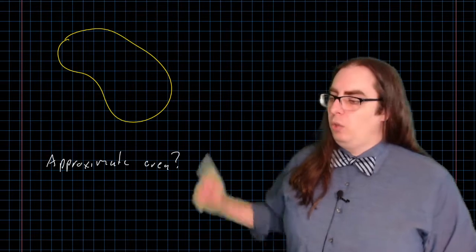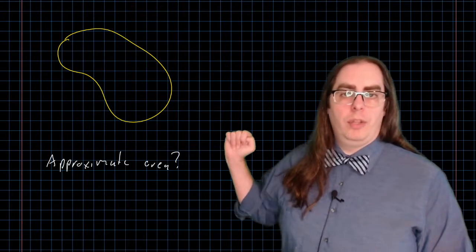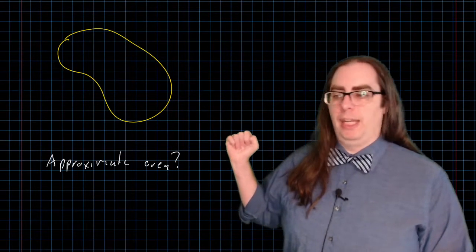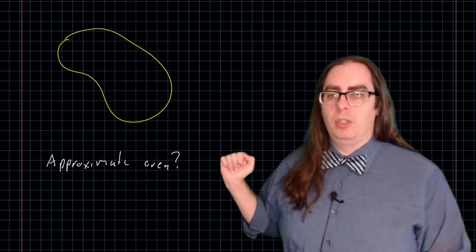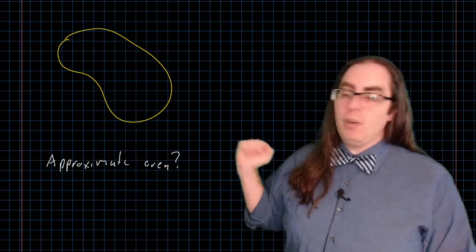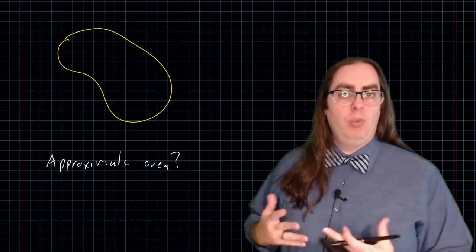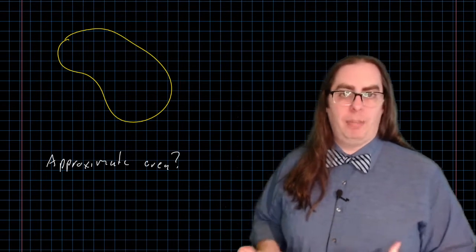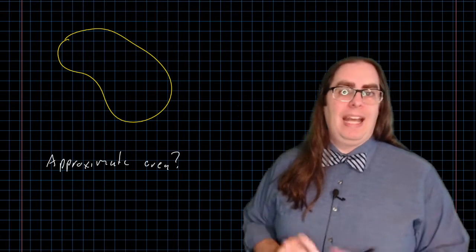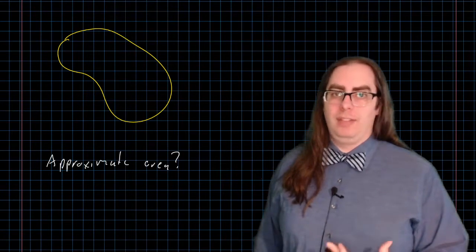And I can use the grid on the screen behind me to my advantage again, right? If I said that each of these squares measures 1 centimeter across, then the area of one of these squares is 1 square centimeter. One way I can approximate area is looking at how many of these squares are inside of the shape.